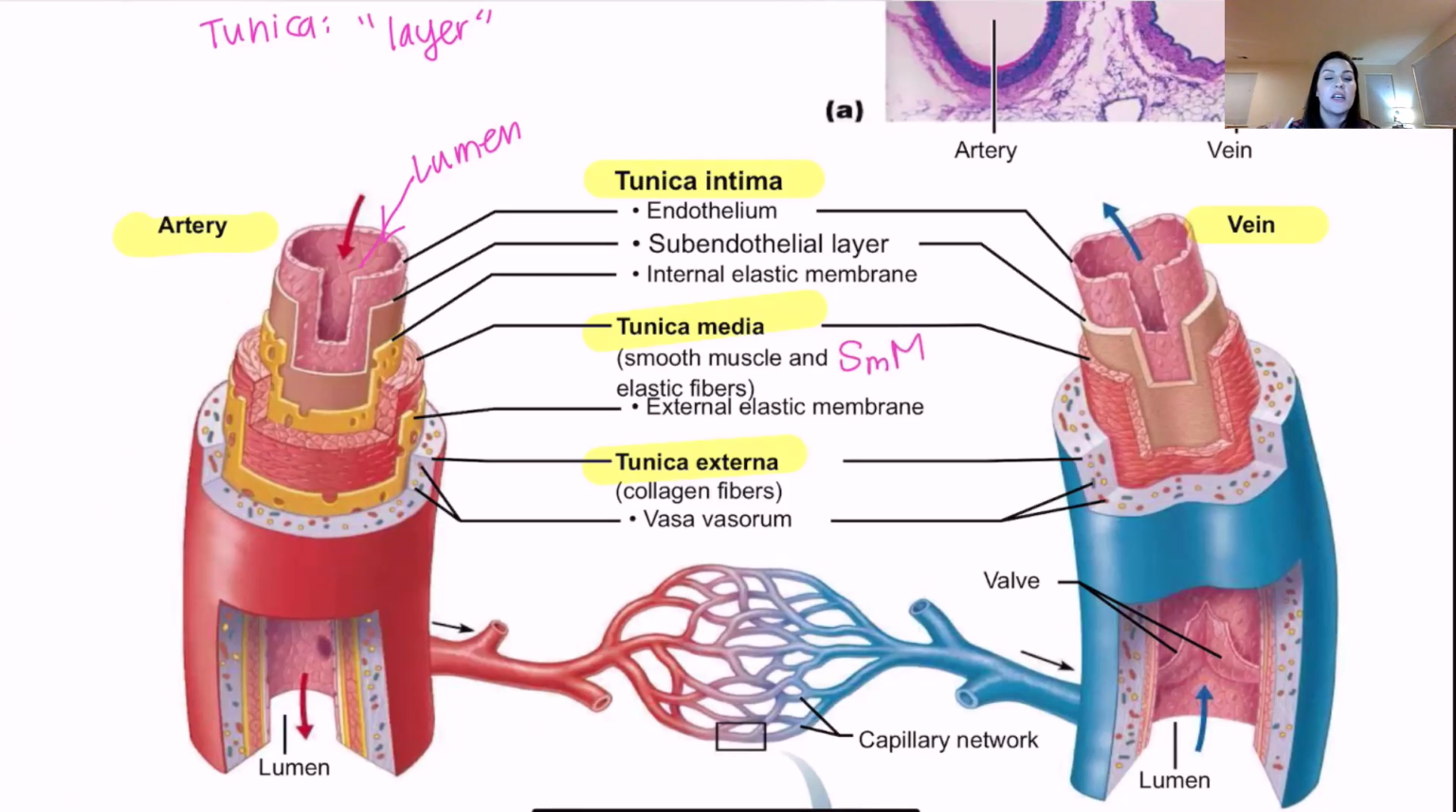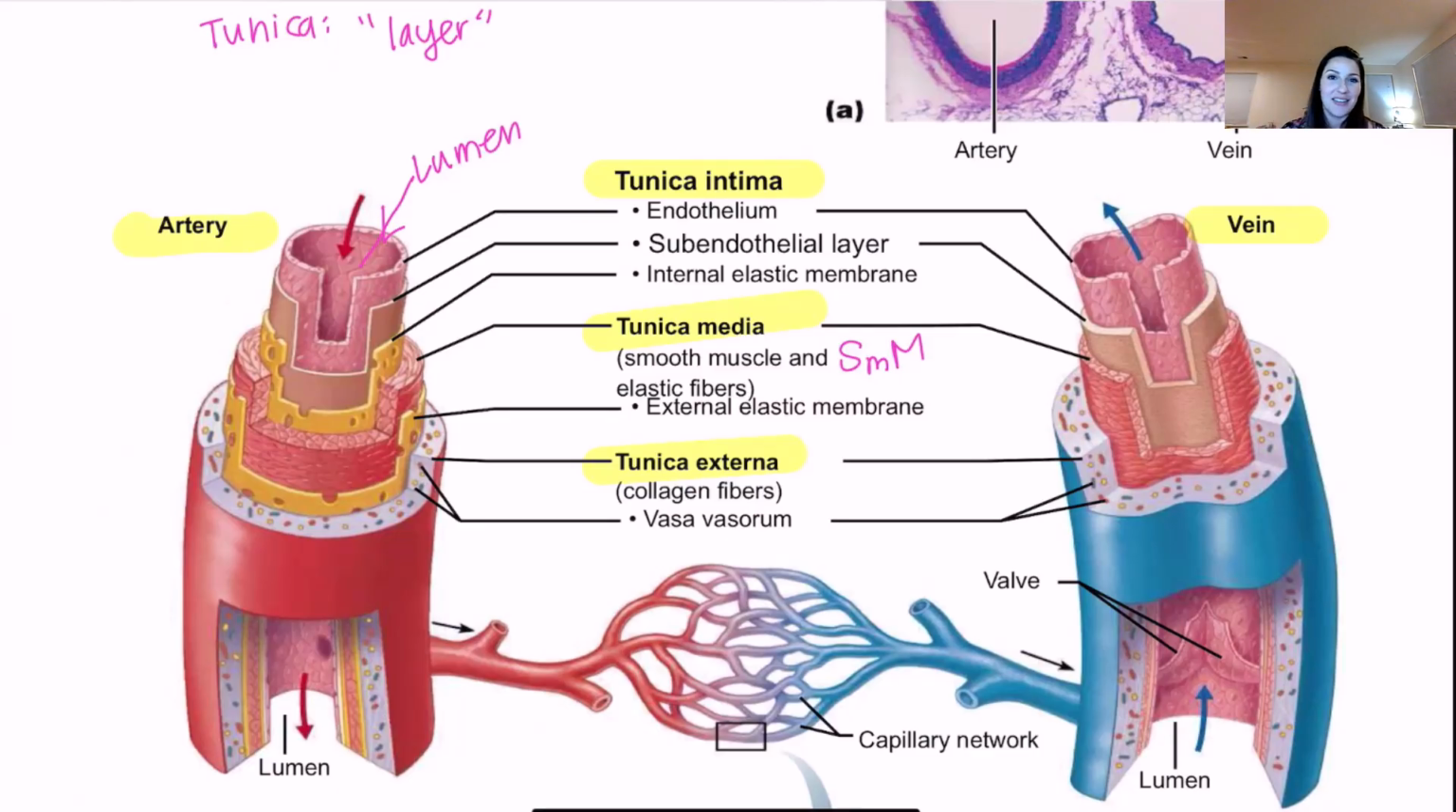Smooth muscle is not striated, so it doesn't have that actin-myosin sliding filament situation going on. But it's also not voluntary, so we don't have voluntary control over it. And vessels can get bigger, they can get smaller. That's called vasodilation and vasoconstriction. That's done by the tunica media, the muscle layer.